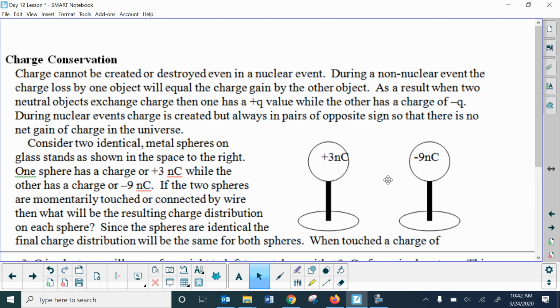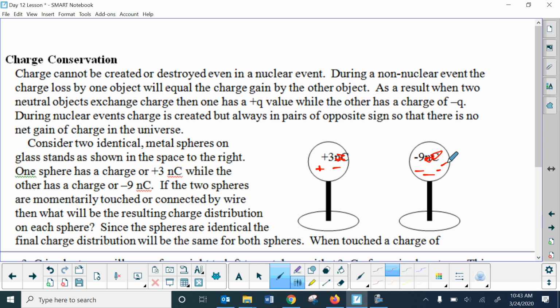This example is talking about how charges will redistribute themselves if you have two charged objects, how the charges will move. So let me take you through this example. I'm going to simplify this a little bit and just say, let's say this object is +3, so it's got 3 extra protons on it, and this is a -9, so it has 9 extra electrons.